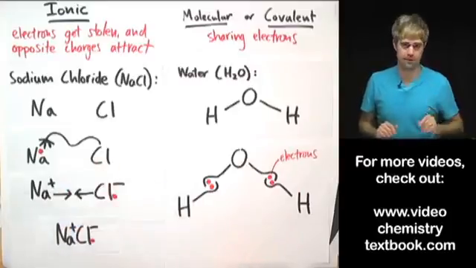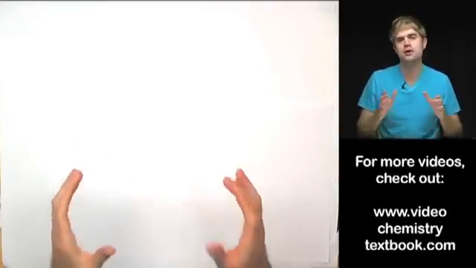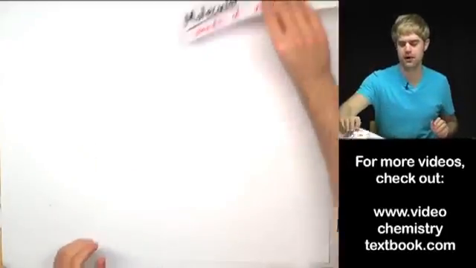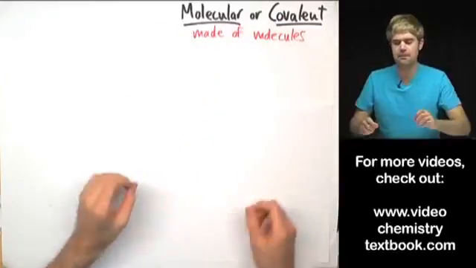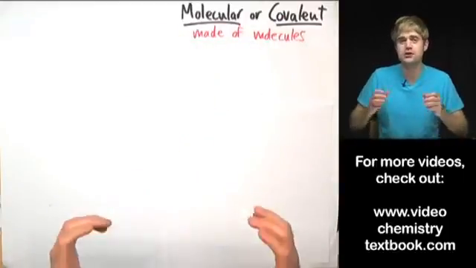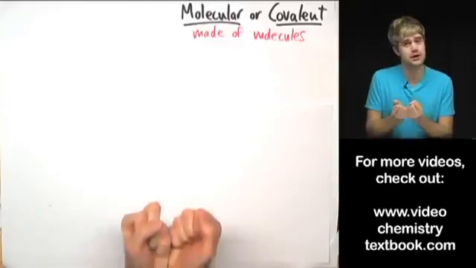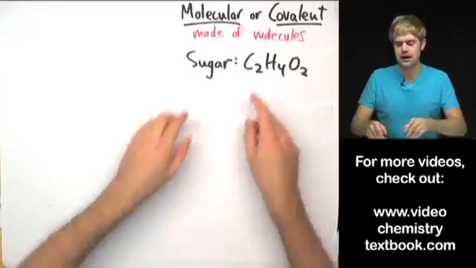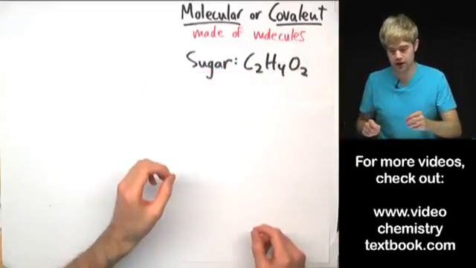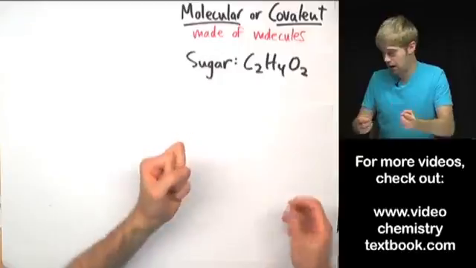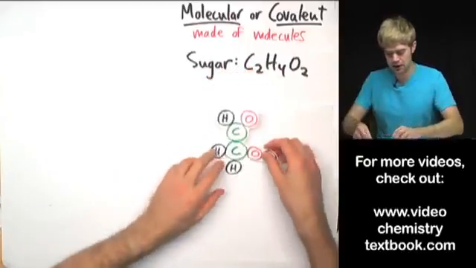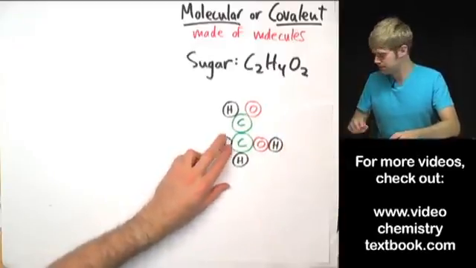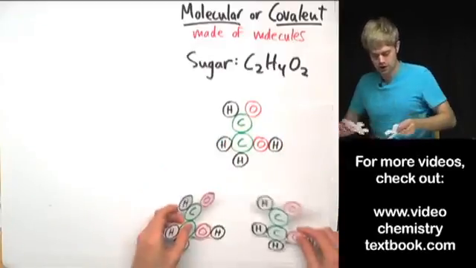Here is one more. Another big difference is how these compounds would actually look if we could see the atoms that make them up. So molecular or covalent compounds are made of molecules, which is a fancy word for a bunch of atoms that are stuck together in a clump. Here's what I mean. Sugar is a very common type of covalent compound, and it is made of molecules where I have these atoms here stuck together in a clump. 2 carbons, 4 hydrogens, and 2 oxygens. So a grain of sugar would look like this.